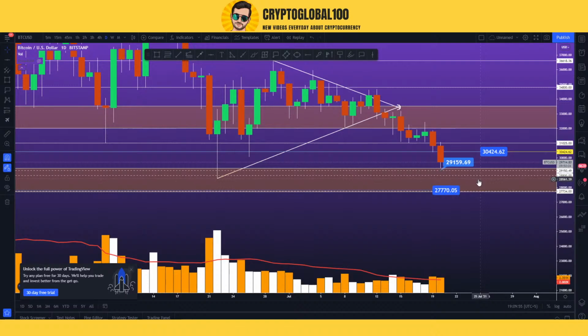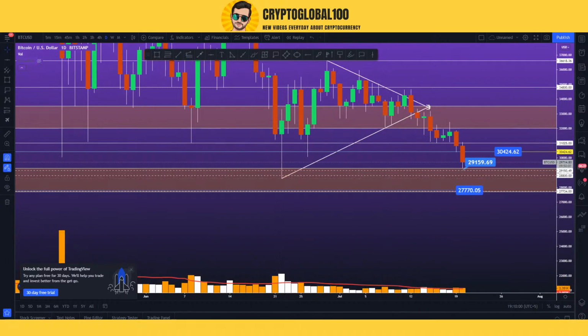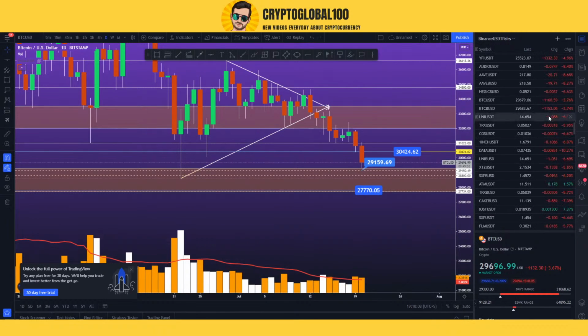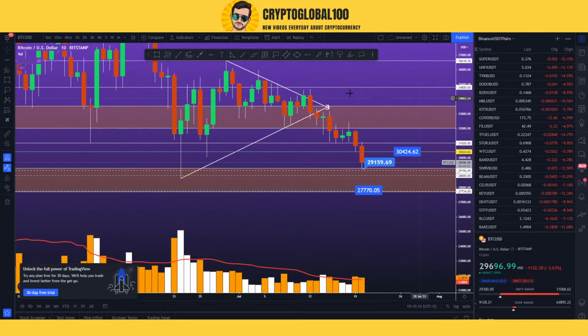Yes, you can place buy orders, because in terms of spot, it's a good buying area. All the altcoins, if we take a look at the watch list, the whole market is red. Everything is red, so you can place your buy orders anywhere and just hold. Okay, that's it.